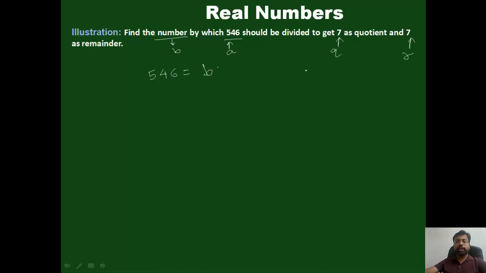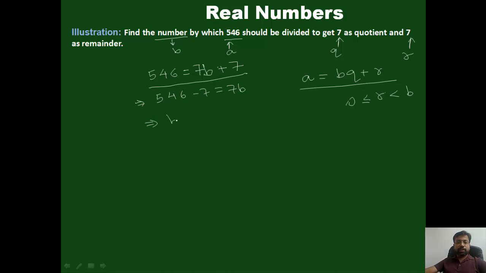For any two positive integers a and b, there will exist two numbers q and r such that r lies between 0 and b, such that a is equal to bq plus r holds true. So you have b into 7 plus 7. Now this becomes a very simple linear equation. How do you solve it? You take 7 to the other side. So 546 minus 7 is equal to 7b, which implies b is equal to 539 by 7, which is equal to 77. Hence, the number is 77. This is your answer.